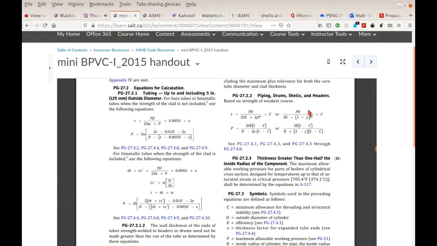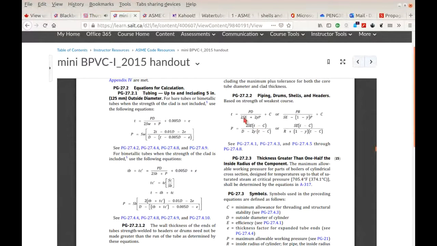Maybe the question is giving you an inside diameter, and it says, what's the thickness? You go, oh, gee, how am I supposed to know based upon the inside diameter? I need to know the outside diameter. Well, if they give you the inside diameter, you can use the inside radius formula, okay?